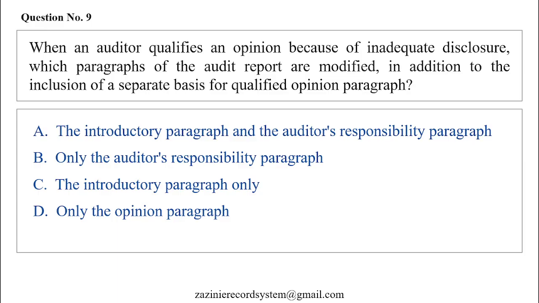Question number 9. When an auditor qualifies an opinion because of inadequate disclosure, which paragraphs of the audit report are modified, in addition to the inclusion of a separate basis for qualified opinion paragraph? Letter A. The introductory paragraph and the auditor's responsibility paragraph. Letter B. Only the auditor's responsibility paragraph. Letter C. The introductory paragraph only. Letter D. Only the opinion paragraph. Correct answer is letter D.